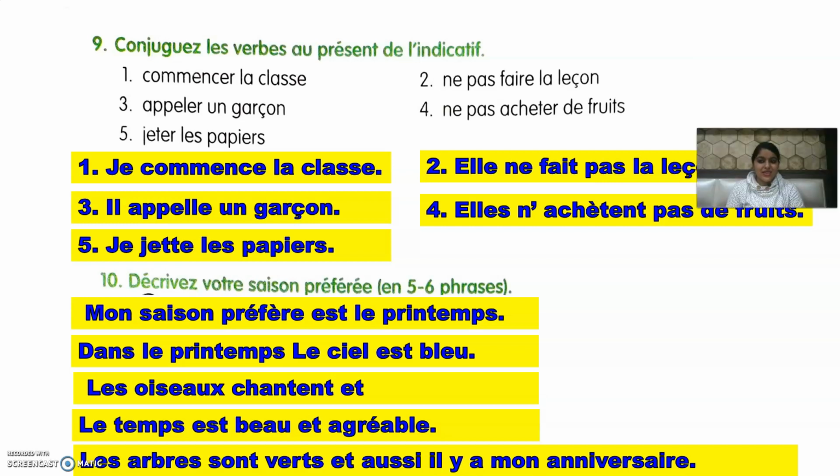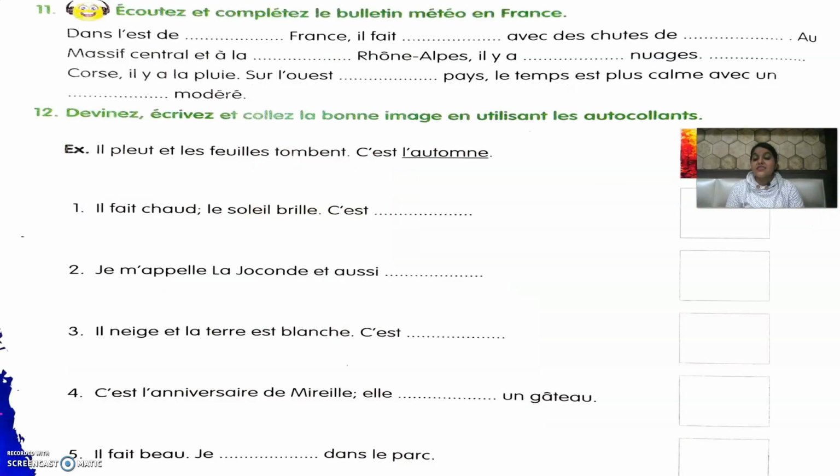Now let's move to the next exercise. In the next exercise, that's a listening exercise. It says, écoutez et complétez le bulletin météo en France. That means listen and complete the weather report of France. So let's complete it together. So I say, dans l'est de la France, il fait froid avec des chutes de neige. That means in the east side of France, it's cold, with snowfall.